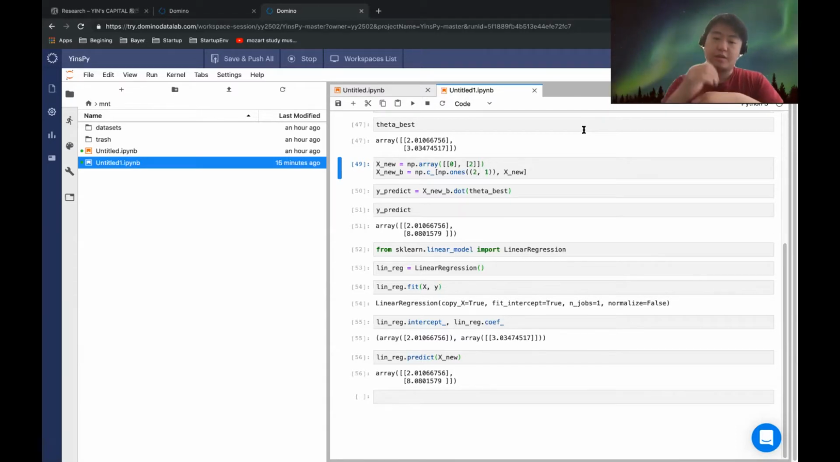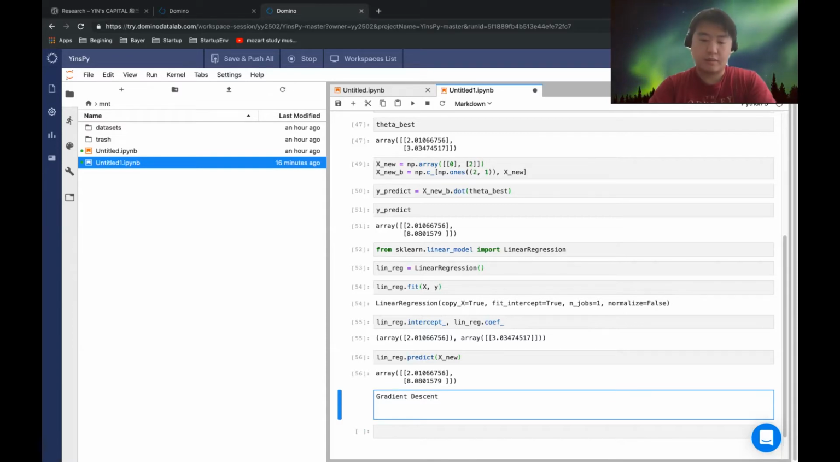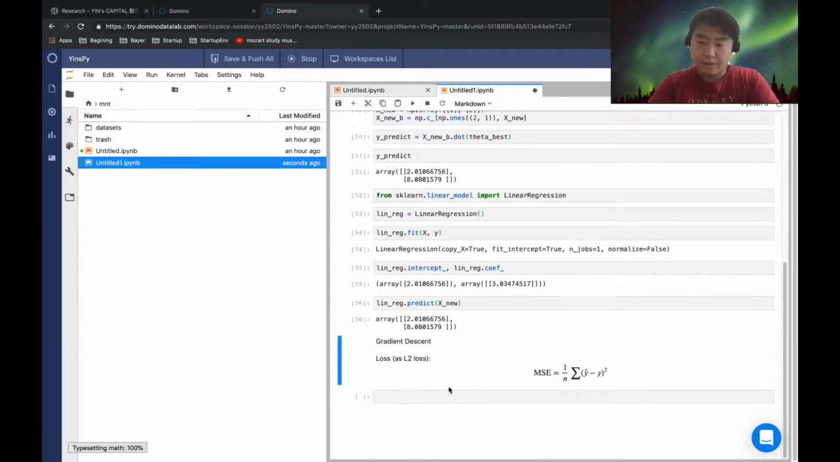So this episode, we're going to be talking about gradient descent. Let me make a markdown box, gradient descent. Specifically, gradient descent is about the following. First, we need to define the loss as L2 loss. This is essentially called mean square error, and it's defined as the summation of y hat minus y squared, divided by n. Boom. So there you go.